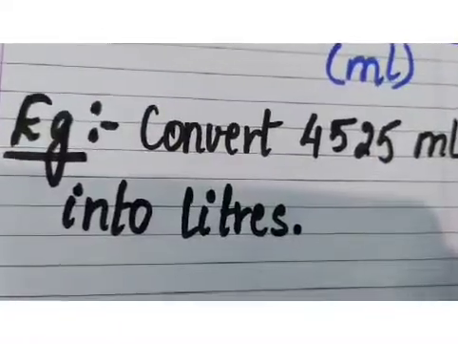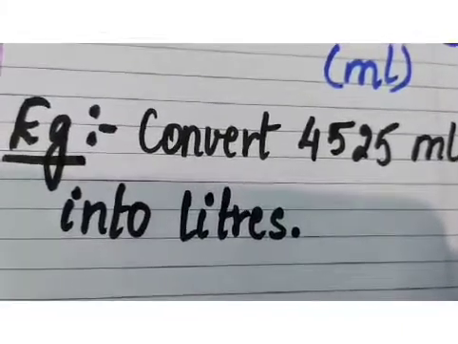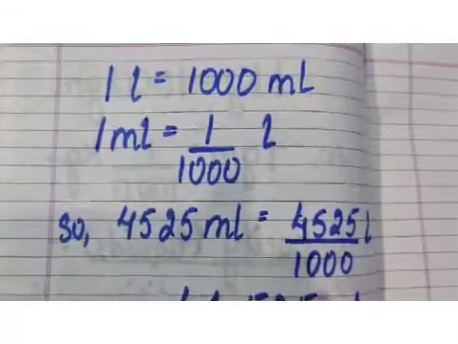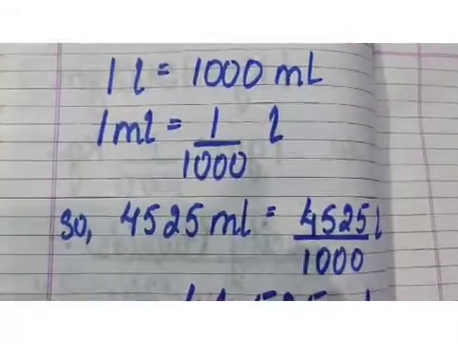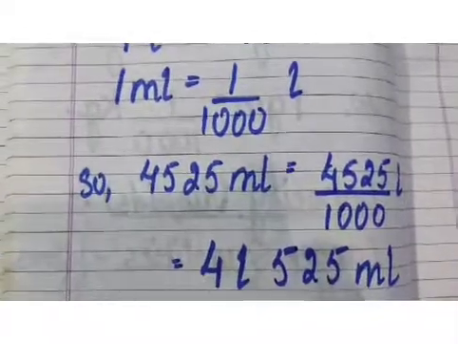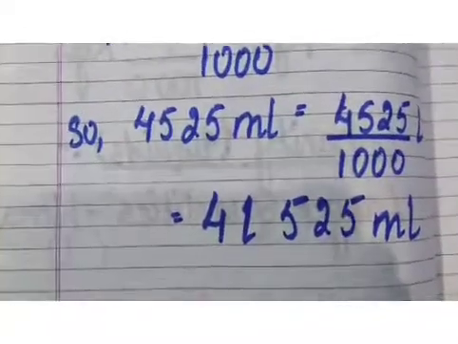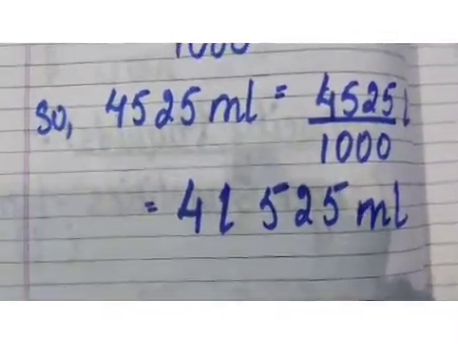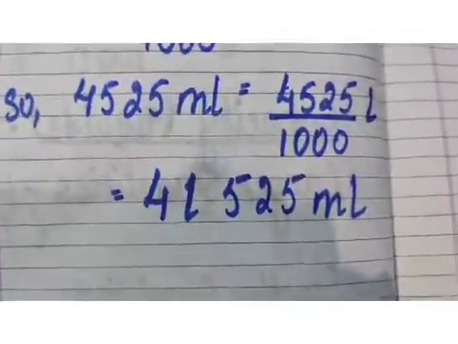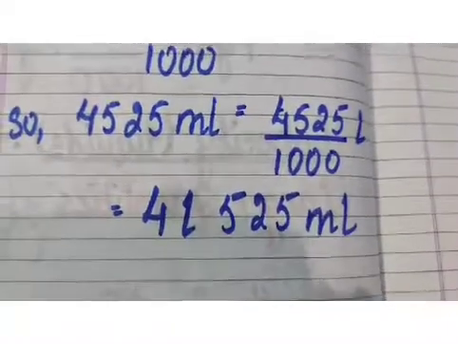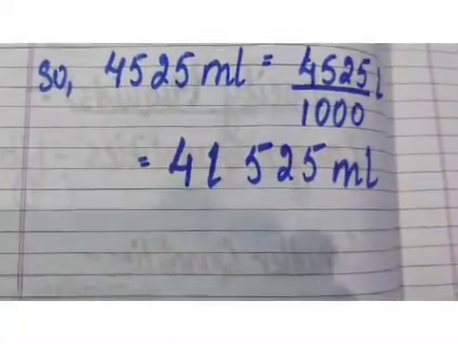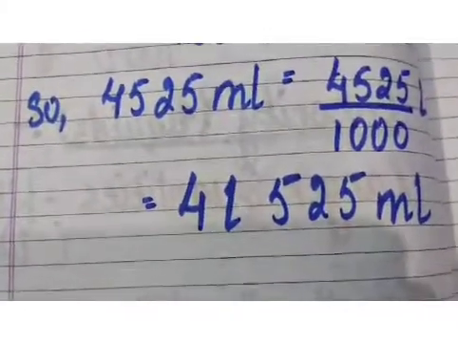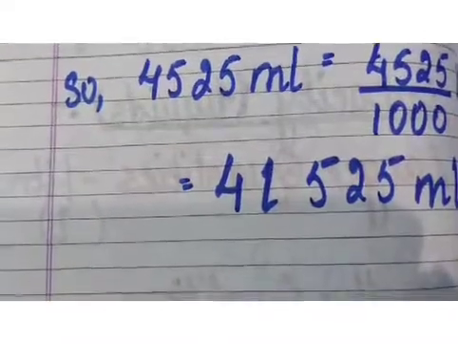Example, convert 4525 milliliters into liters. As we know that 1 liter is equal to 1000 milliliter, so 1 milliliter is equal to 1 upon 1000 liters. So, 4525 milliliters is equal to 4525 upon 1000 liters. So, this is 4 liters 525 milliliters. So, yes, we have to do all the sums like this.